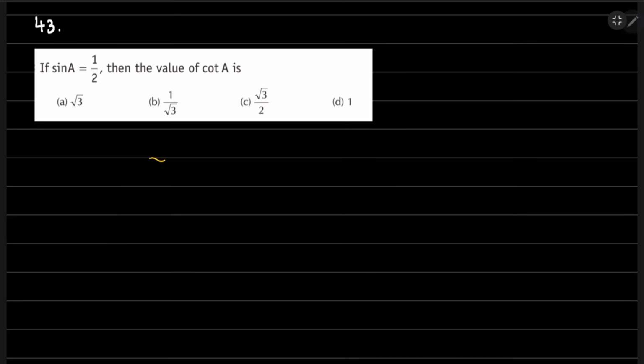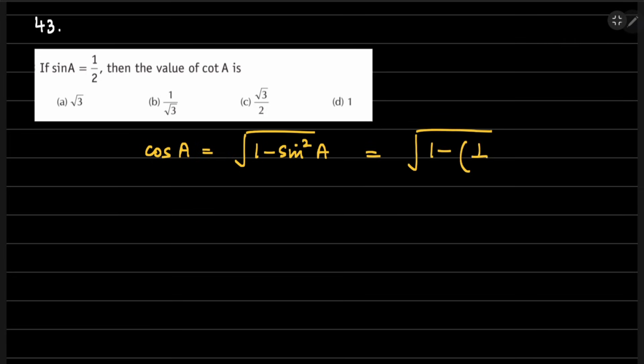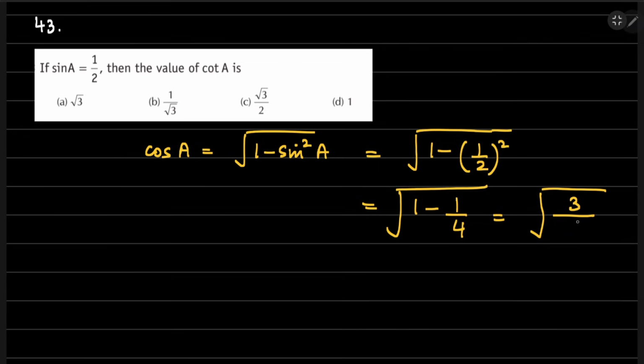Let's do it. So cos A will be equal to root of 1 minus sine square A. Just substitute: sine A is 1 by 2, so sine square A will be 1 by 2 the whole square. It's equal to root of 1 minus 1 by 4. Take LCM 4. So it will be 4 minus 1, 3 by 4. So this is equal to root 3 by 2, which is your cos A.